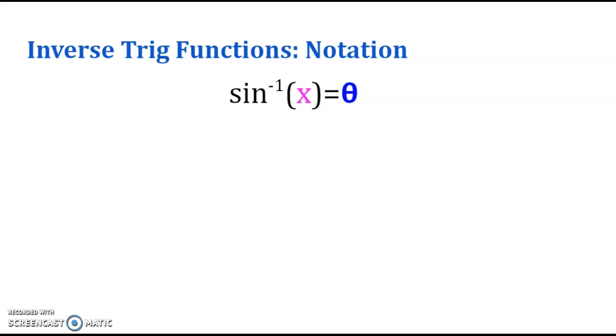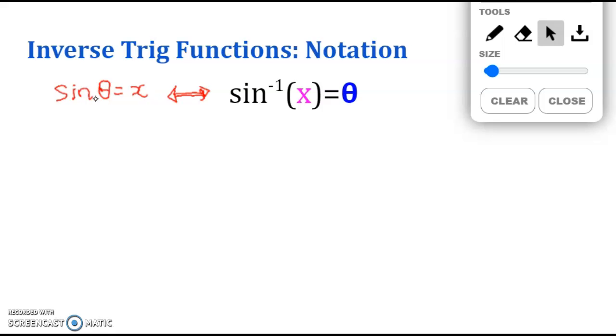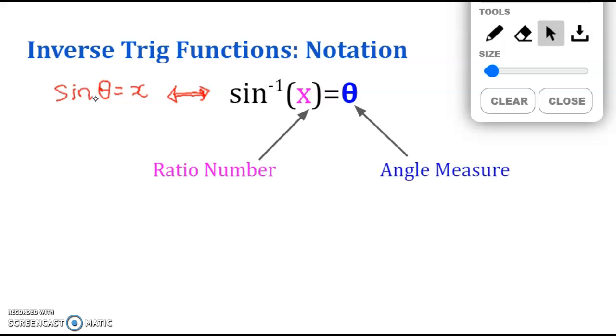For example, if you have sine theta is equal to x, with x being the ratio and theta being some angle measure, then the inverse function will be sine to the negative 1, and we read this as inverse of sine of x is equal to theta, where x is the ratio number, the opposite divided by hypotenuse, and theta is the angle measure.